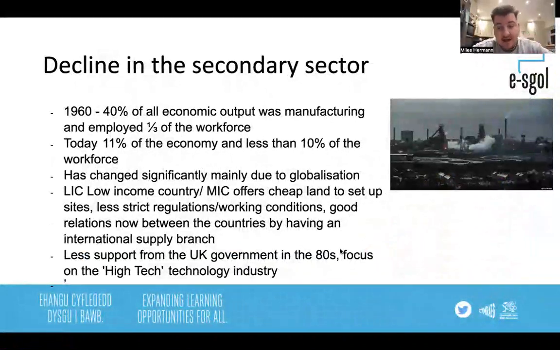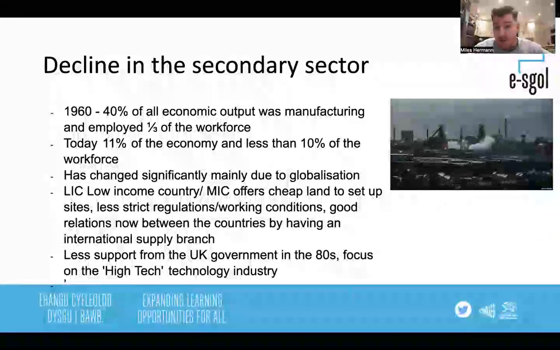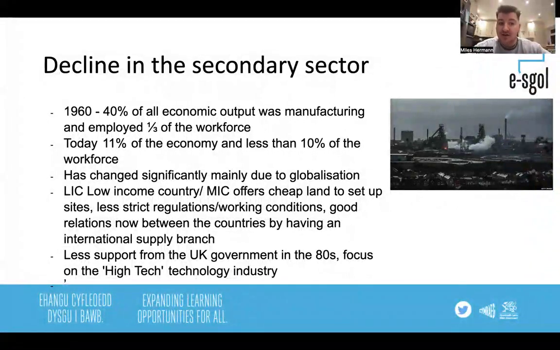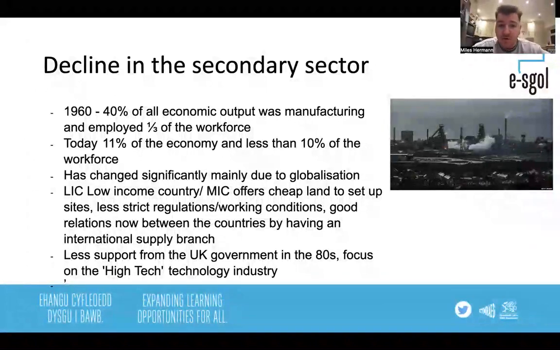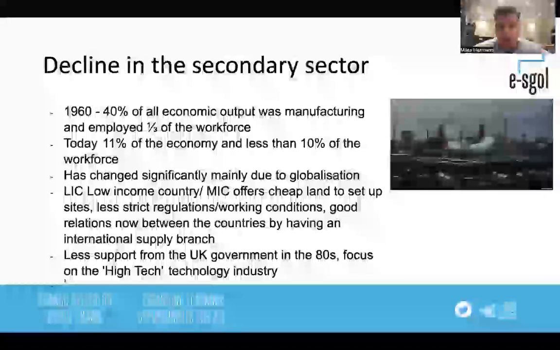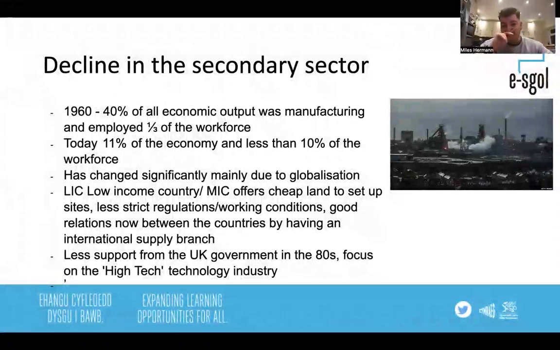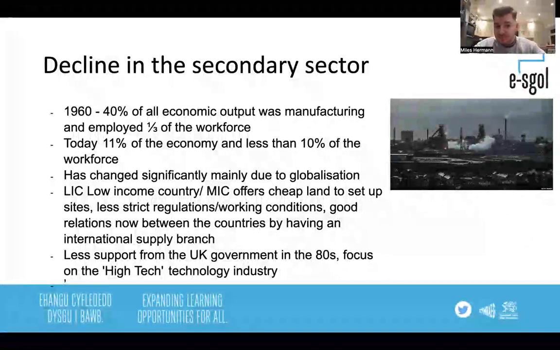In the secondary sector, as I said, we are now post-industrial in the United Kingdom. We have seen a decline in the secondary sector. In 1960, 40% of the whole economic output was manufacturing, and this employed a third of the whole workforce. And today, 11% of the economy output is based from manufacturing and less than 10% of the workforce.